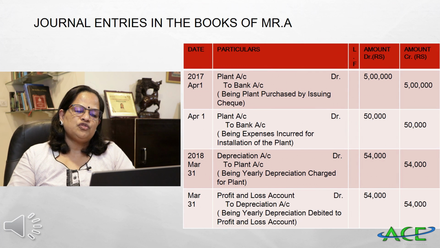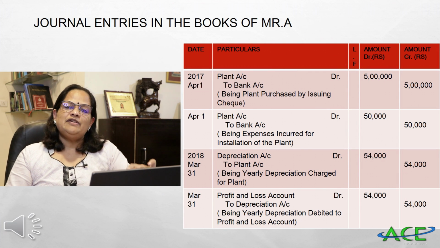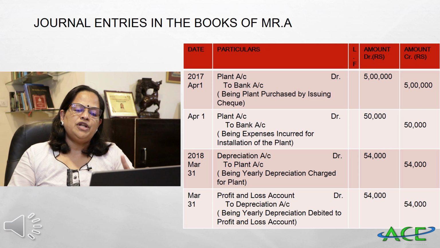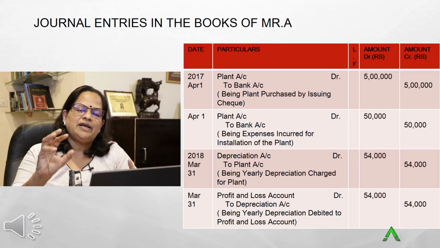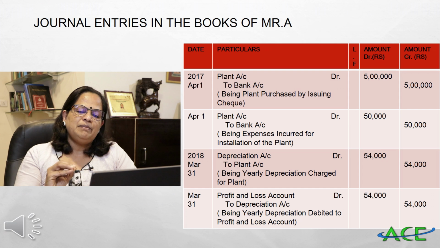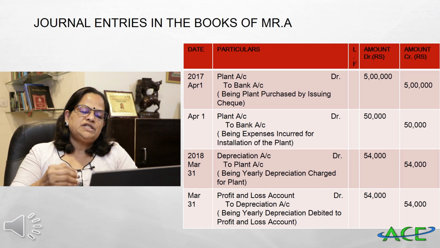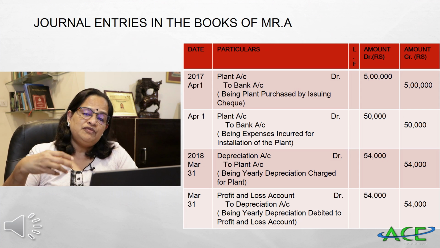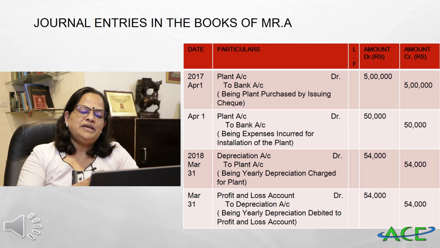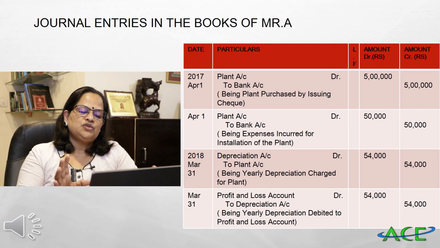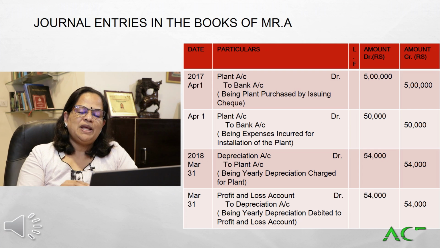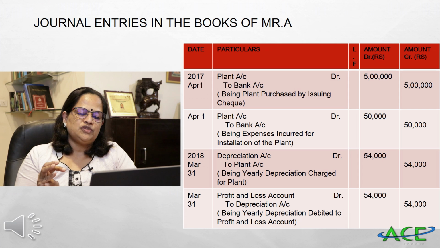Journal entries in the books of Mr. A. So 2017 April 1st, plant account debited to bank account because it's not a credit transaction. They made the payment by cheque, 5 lakhs. Same April 1st, plant account debited to bank account, because they have spent another 50,000 for making the machinery put to use. So that is why extra expenses, plant account debited to bank account 50,000.